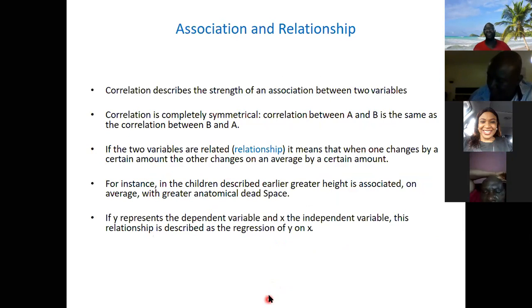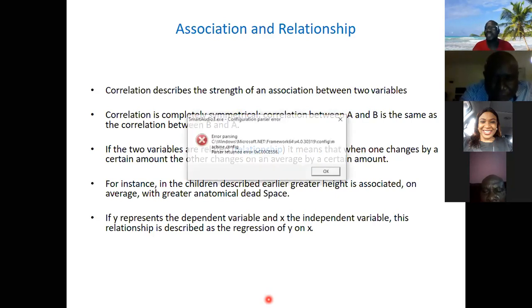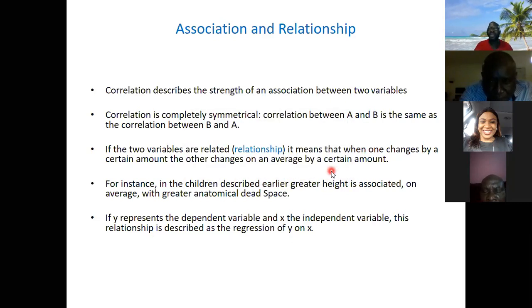Now, correlation describes the strength of an association between two variables. The strength of the association, how big it is. You can have an association between height and weight, and as the height increases, weight may increase. You may have an association between blood pressure and age. As the age increases, the blood pressure may increase. But the strength of the association between the two may not be the same. So we use correlation to measure and quantify the strength of association between two variables.